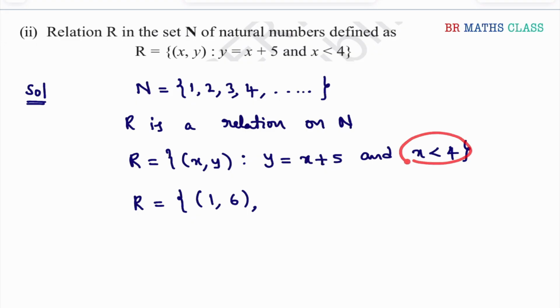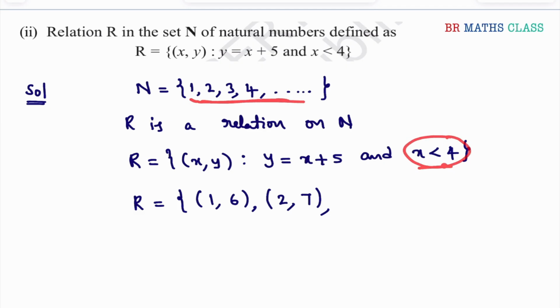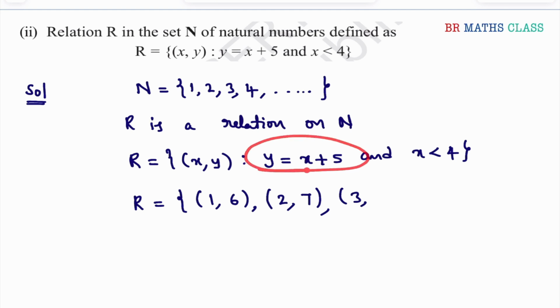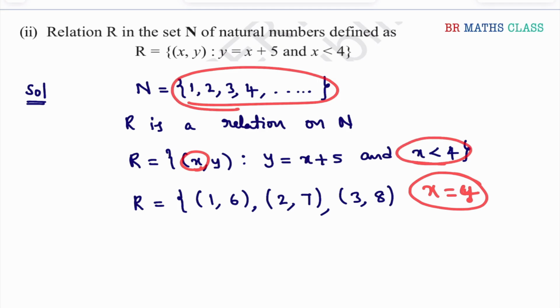Now, as x is a natural number and less than 4, I'll take x as 2. Put x as 2 in this. What will you get? 2 plus 5 is 7. So this ordered pair is 2 comma 7. Now, as x is a natural number and less than 4, I can take x as 3. 3 plus 5 is 8. So this ordered pair is 3 comma 8. You cannot take x equal to 4 because x is a natural number and x is less than 4.